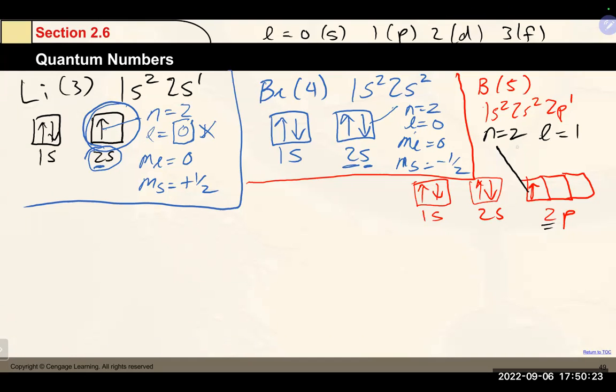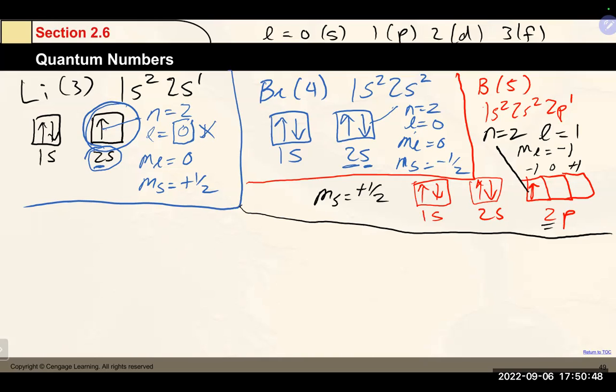That means our m sub L in this case would be what? It would be -1 in this case, as this is -1, 0, plus 1, which represents the px, py, and pz orbital in this particular case. And our m sub s here, I'll put it over here, is going to be +1/2. Any questions on any of those there?